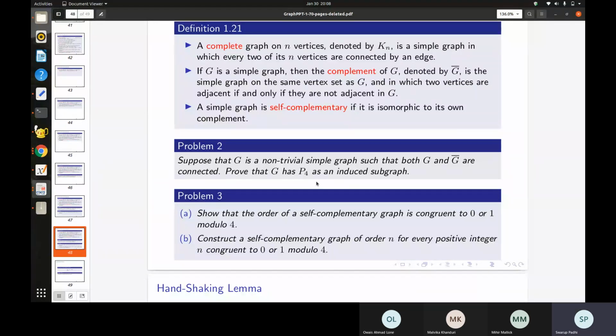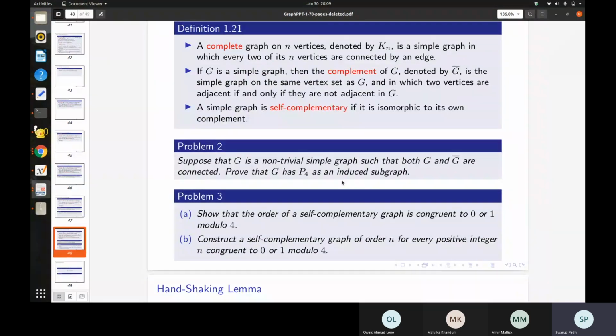It means that G is simple. I just explained what is the meaning of connected, and P4 as an induced subgraph. Induced subgraph means that I can obtain P4 just by removing some vertices of G. I don't need to remove any edges unnecessarily from G. So P4 is an induced subgraph. So try to think of this problem.